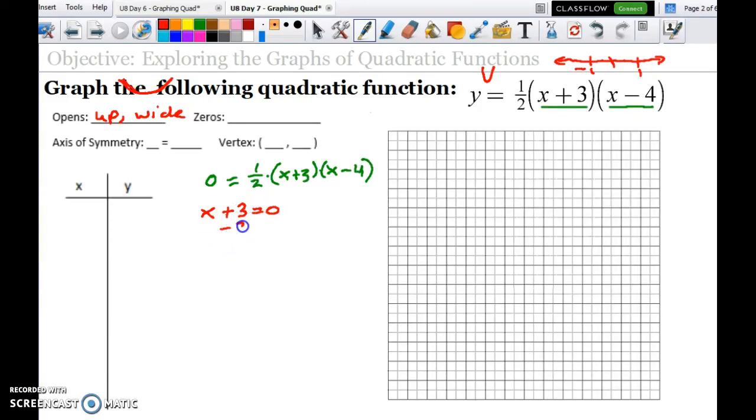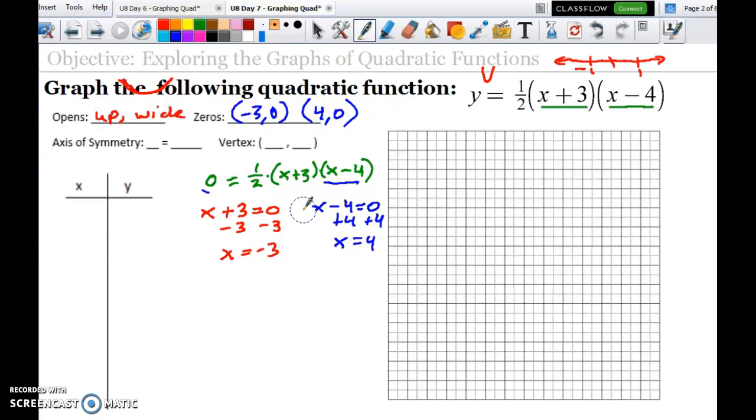And of course, if you use an inverse operation, by subtracting instead of adding, I get x equals -3. The other solution is when this factor equals 0, x minus 4 equals 0. I use the inverse operation to solve, and now I get x equals 4. So now I have two x values. What were the y values? Of course I set the y equal to 0. So I have (-3, 0) as my first zero or x-intercept, and the second one will be (4, 0). And there you have it.